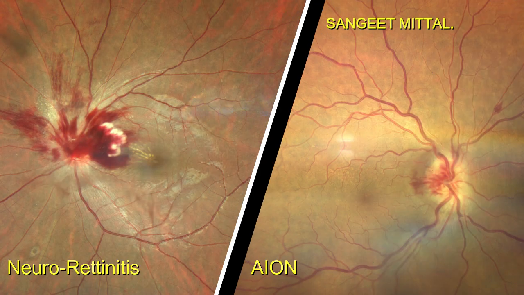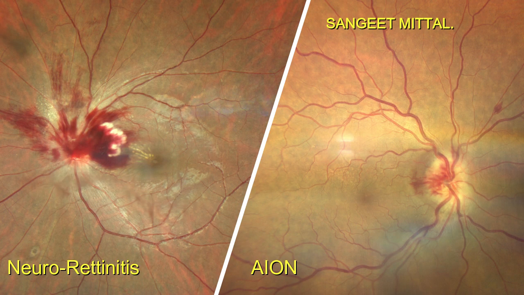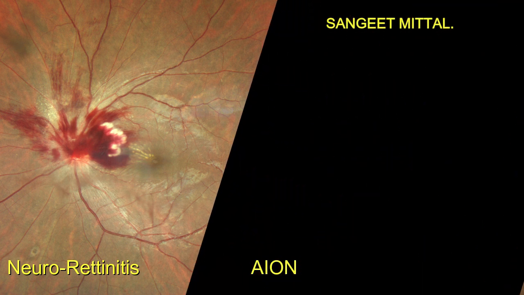We also need to differentiate AION from neuroretinitis. Neuroretinitis is distinguished by optic disc swelling, combined with hard exudates in the macula, which often form a macular star pattern radiating from the fovea. In contrast, AION presents with optic disc swelling, but is notable for the absence of macular changes.